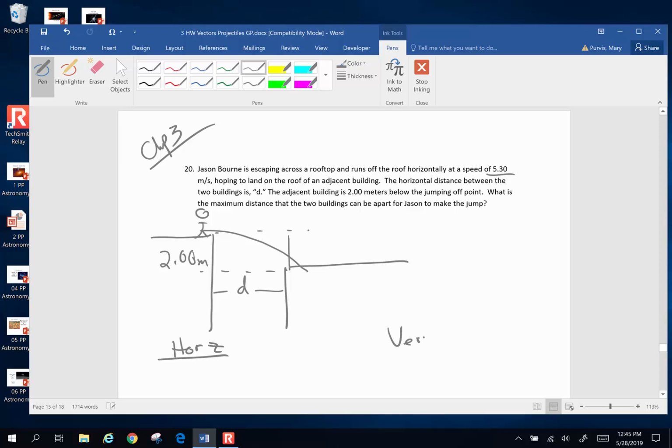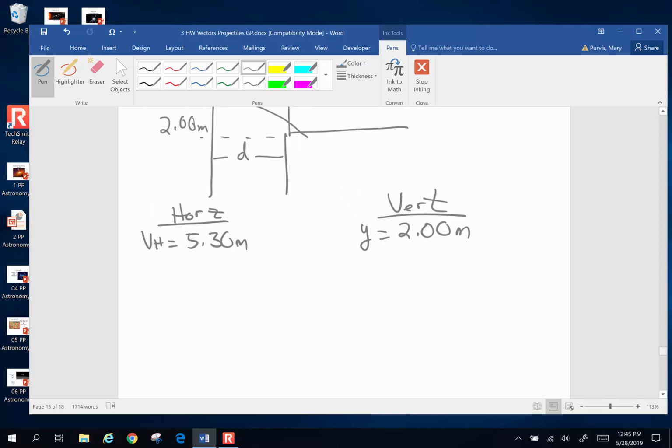Okay. As always, horizontal stuff, vertical stuff, what do we know? Well, the 5.3, that's my horizontal velocity. That's how fast he's going to be jumping across. We know the vertical displacement is going to be the 2 meters. What else do we know? This is a straight horizontal projectile. If he could jump up, he could give himself a little bit more velocity, but he's horizontally running at 5.3 meters per second. It doesn't say anything about a jump, so the original vertical velocity in this situation is going to be 0. Gravity is going to pull him downward at 9.8 meters per second squared.